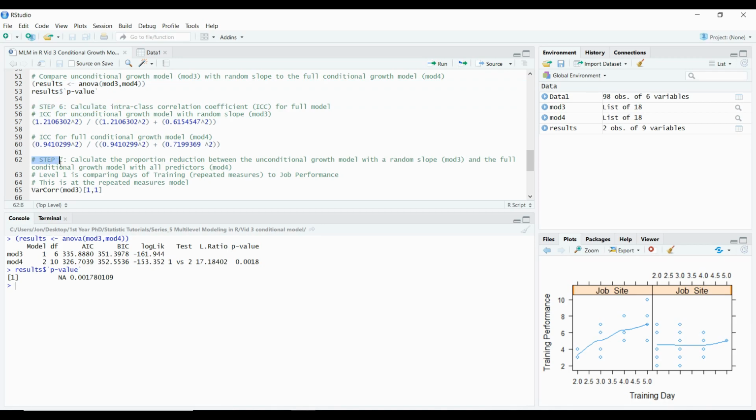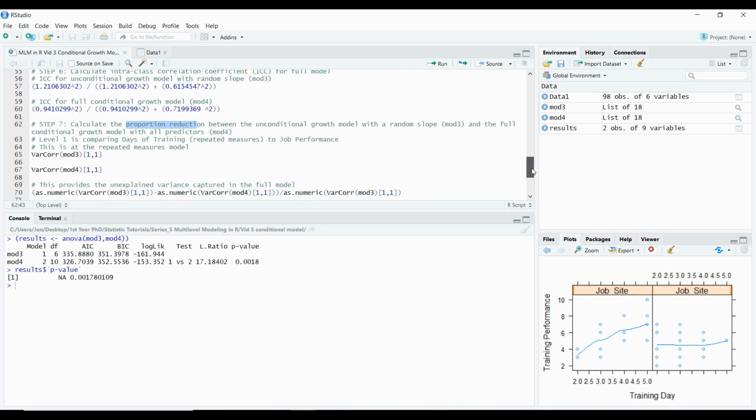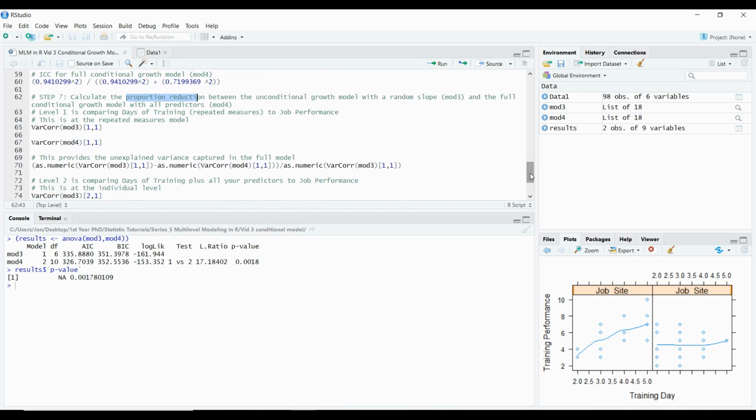Once you've built your full model, probably more important than calculating intra-class correlation coefficients is really to calculate the proportion reduction. Really, how much variability is being explained between the two models, in this case model 3 and model 4: the unconditional growth model with a random slope and our full conditional growth model. Running these codes here, we're going to compare level 1, which is the days of training, the repeated measure to job performance. We're going to compare level 1 in both models to see how much of that unexplained variance is being captured in the full model.